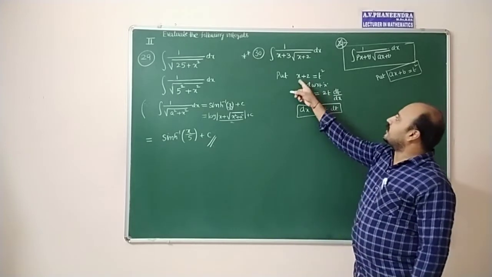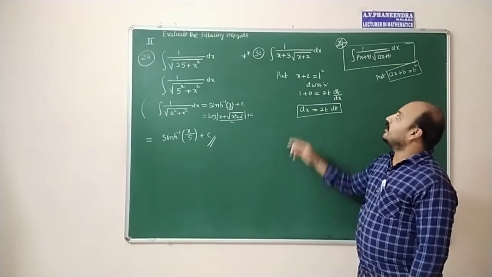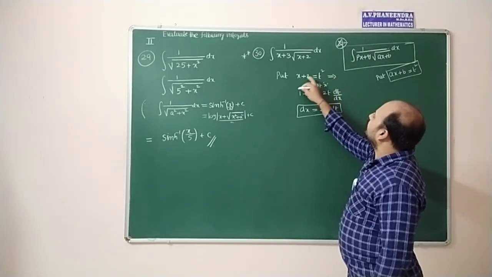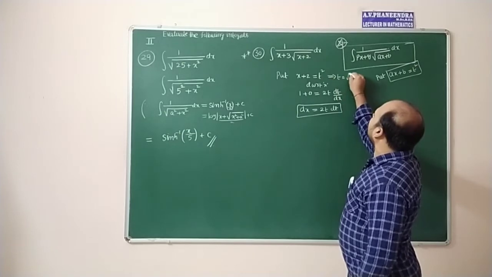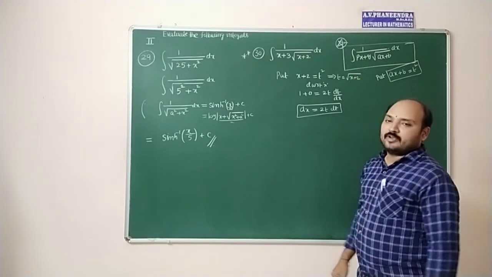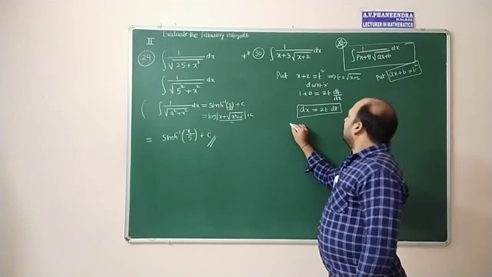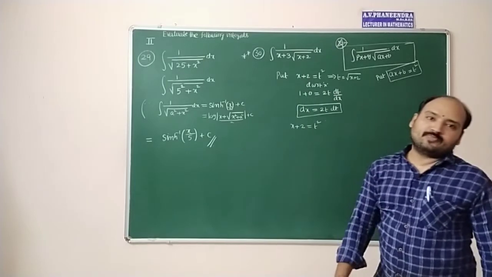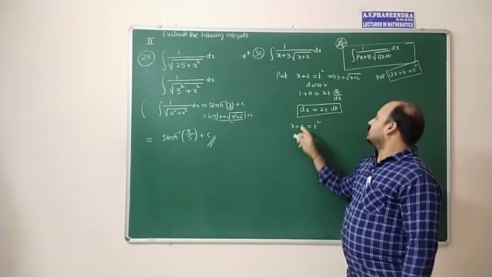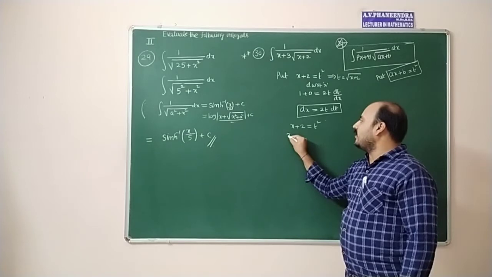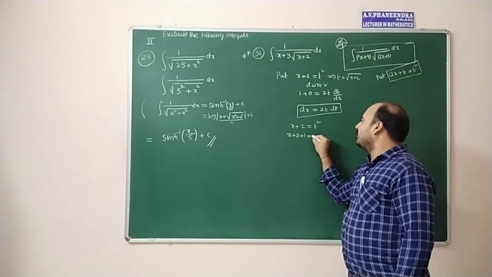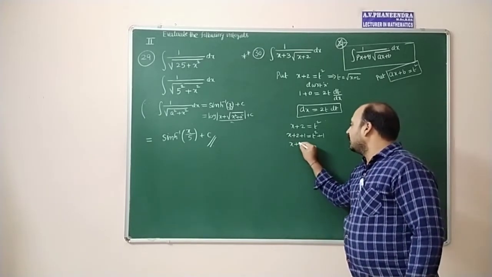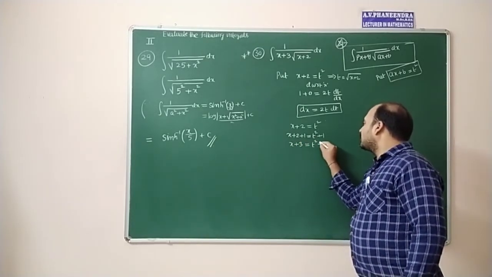After that, here x plus 2 equals t square. Now we need to convert x in terms of t. What we have to do? x plus 2 is equal to t square, so t is equal to root of x plus 2. That is also important. But I want the x plus 3 value. To get x plus 3, adding 1 on both sides, x plus 2 plus 1 is equal to t square plus 1. Now x plus 3 is equal to t square plus 1.